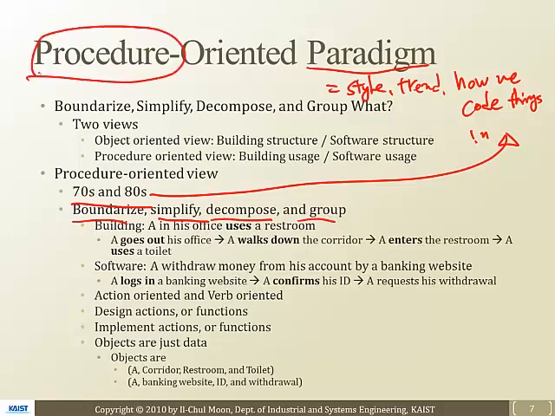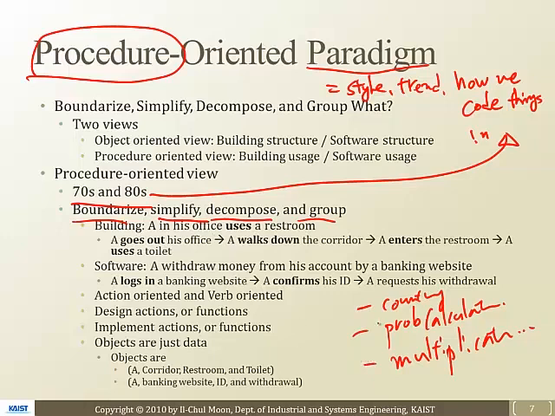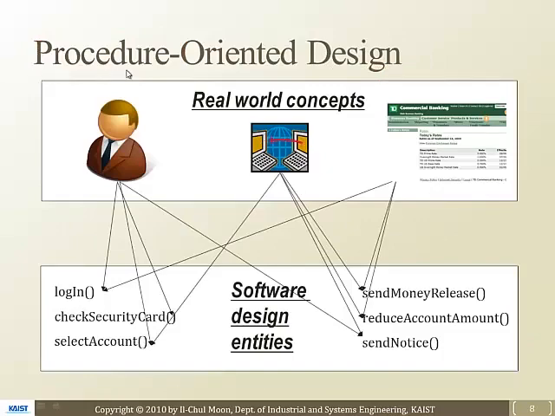So if you wanted to do this analysis, we had to do counting, probability calculation, and multiplications, etc. That means we boundarized, simplified, decomposed, and grouped these functions, and we created these things as functions. In the 70s, the program looked like this: procedure-oriented.